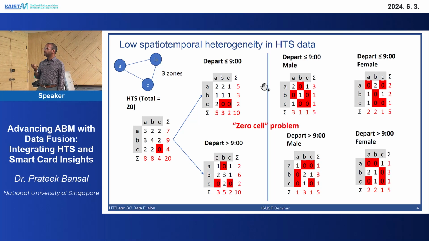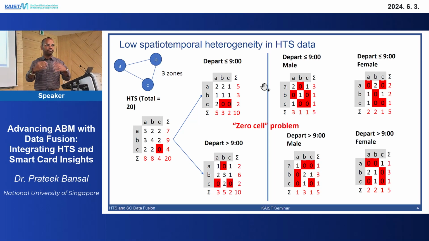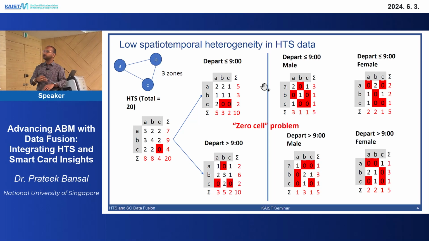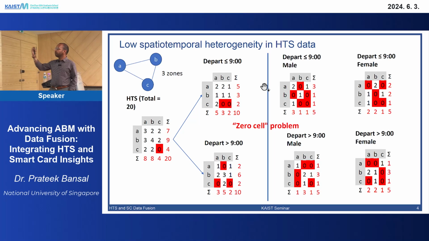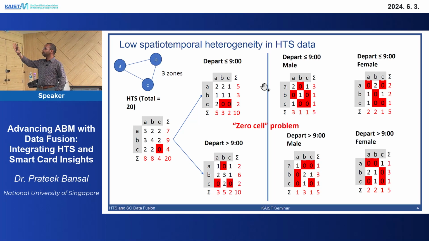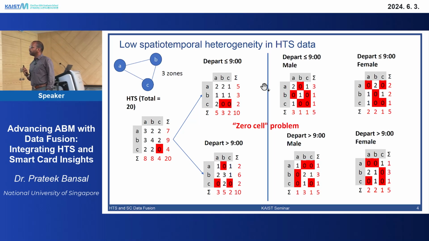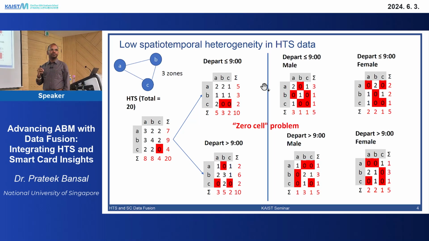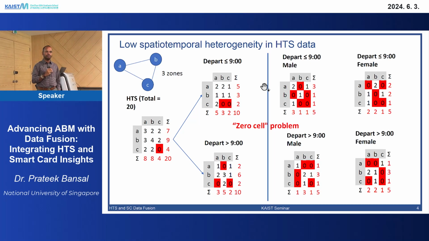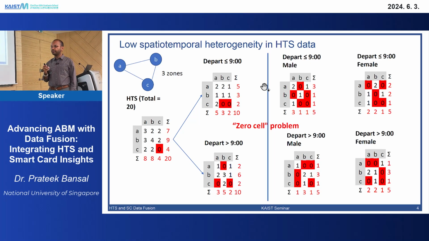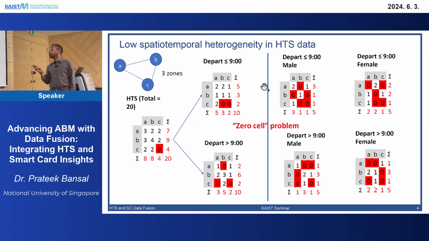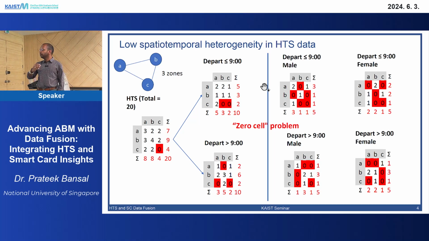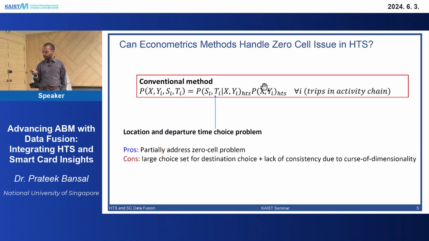And this problem even becomes worse if you start splitting and adding more variables, more attributes to the data, right? So if you have the gender as well, then you will see the zero cell problem will become worse. So what we are trying to say is your household travel survey data has very low spatial information, and that's a problem because you have a lot of missing information about people going from one zone to another zone.